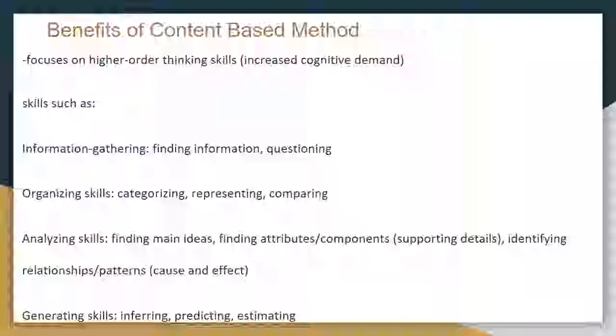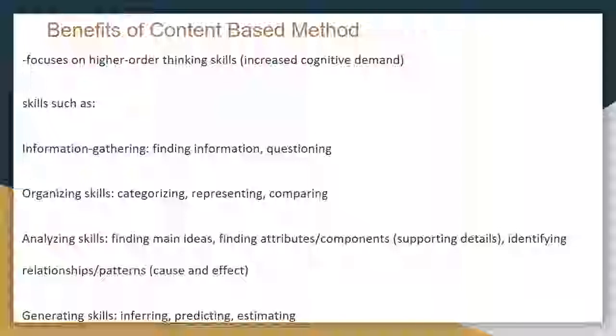Another part could be analyzing skills, where you teach students how to find the main ideas, find the difference between the main idea or the central part and the attributes and components, the lesser parts. Also, trying to teach students how to identify relationships or patterns. So often one that we use in elementary, for example, is teaching students the concept of cause and effect.